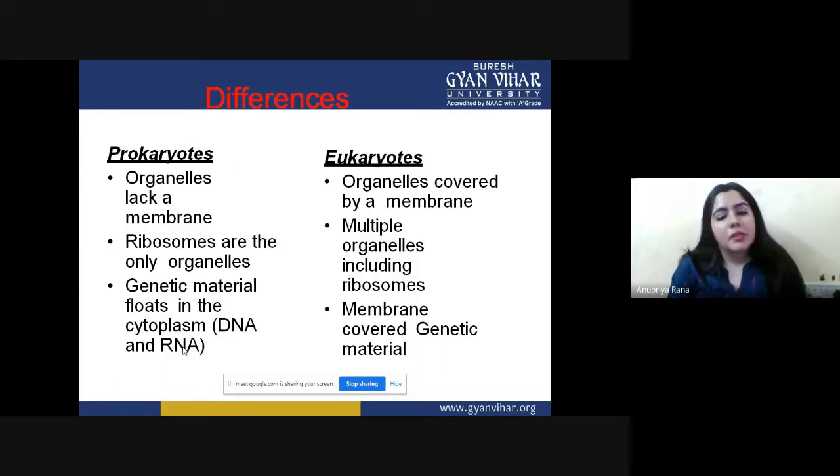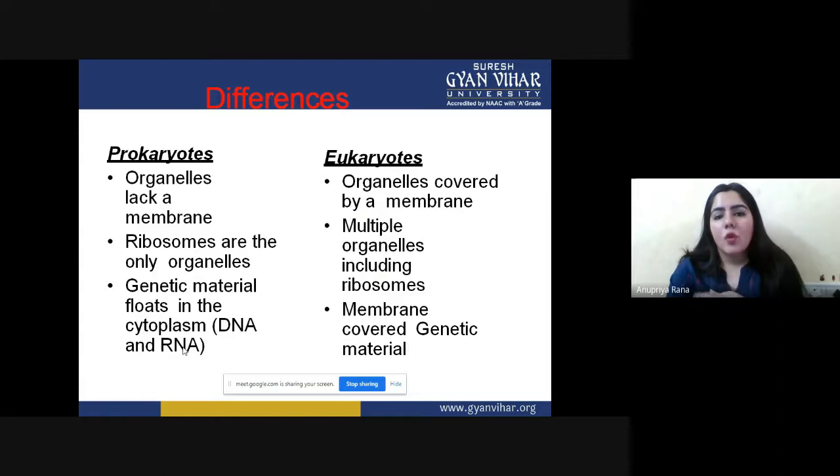Eukaryotes have multiple organelles, including ribosomes. So they have ribosomes, and along with ribosomes, eukaryotes also have different kinds of cell organelles present inside the cell. In prokaryotes, genetic material floats in the cytoplasm. They have genetic material, but it is spread out through the cytoplasm. DNA and RNA both are just floating inside the cytoplasm. They do not have a definite place to be in.